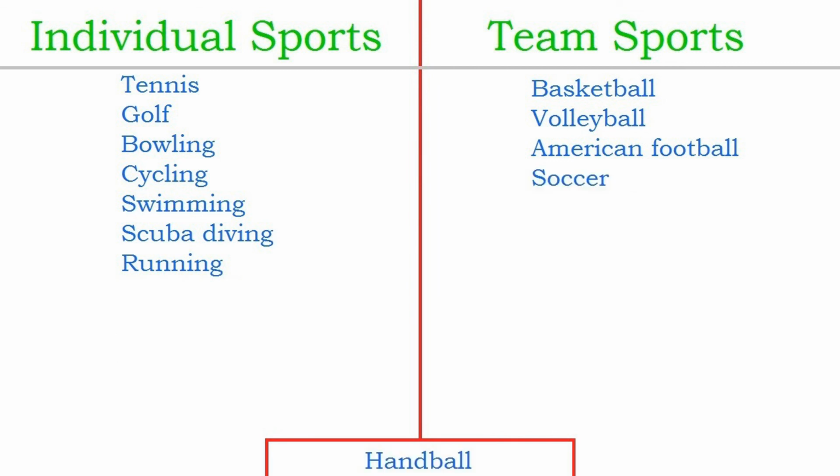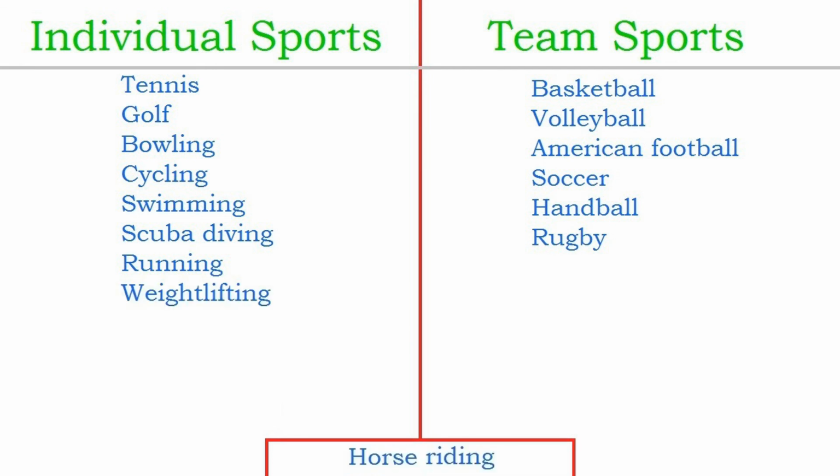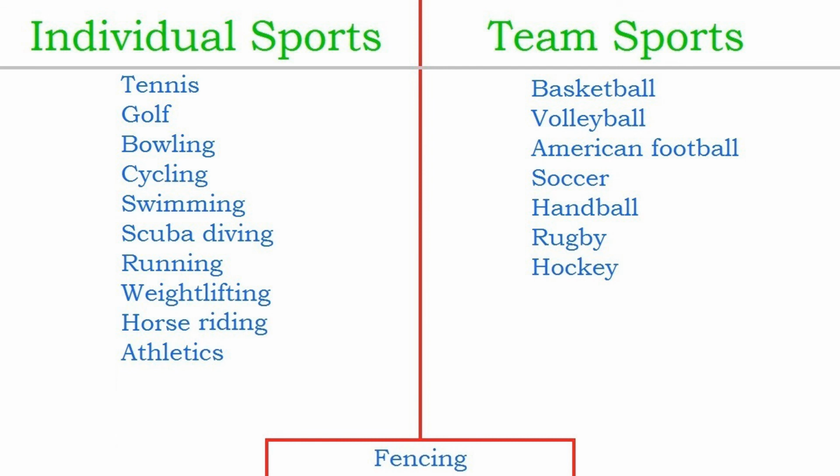Handball, team. Rugby, team. Weightlifting, that's an individual sport. Horse riding, individual. Athletics, individual. Hockey, that's a team sport. Fencing, individual. Roller skating, individual. Baseball, that's a team sport. Boxing is an individual sport.